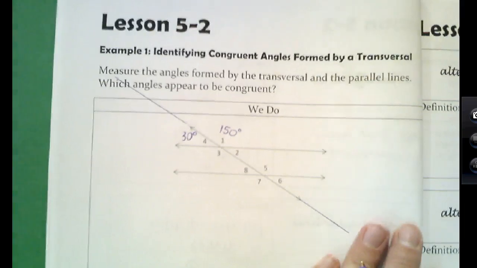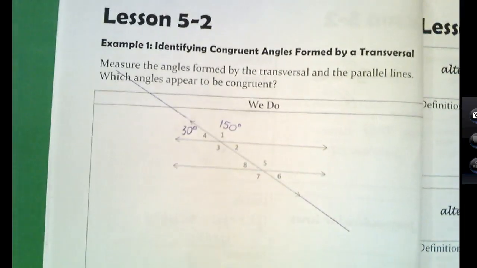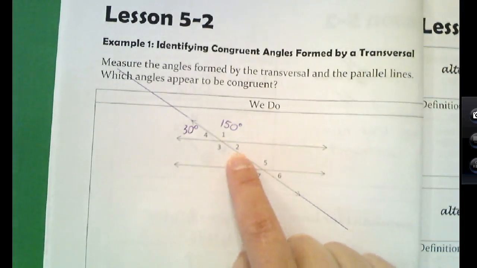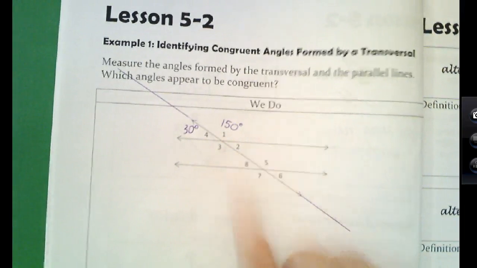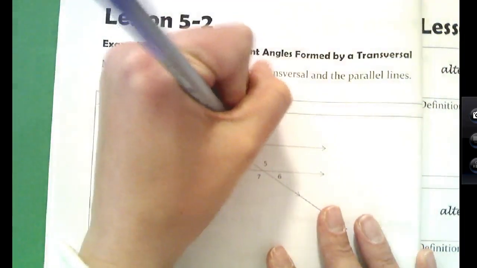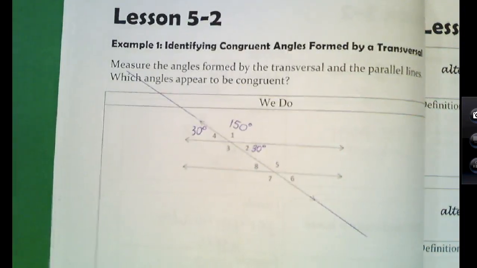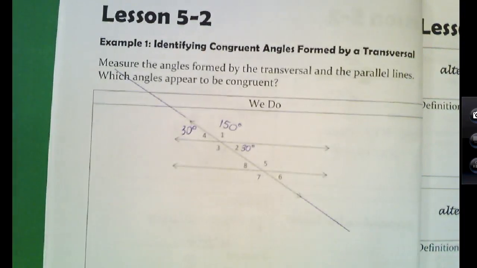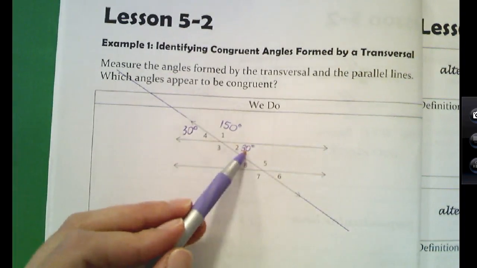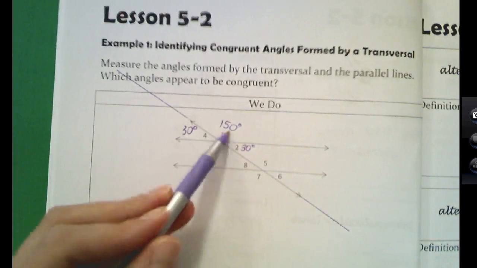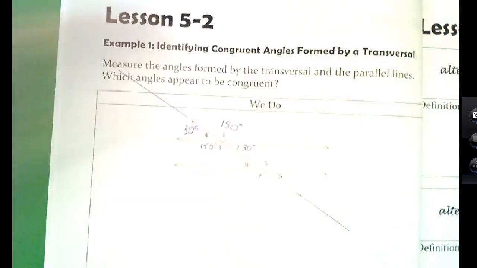Without using the protractor, can anybody tell me how big angle 2 is? 30, good. Because those are vertical angles. And without using a protractor, can anyone tell me how big angle 3 is? Go ahead. Not 30. That's 30. What are these two? 150. Yeah. 150 degrees. Good.